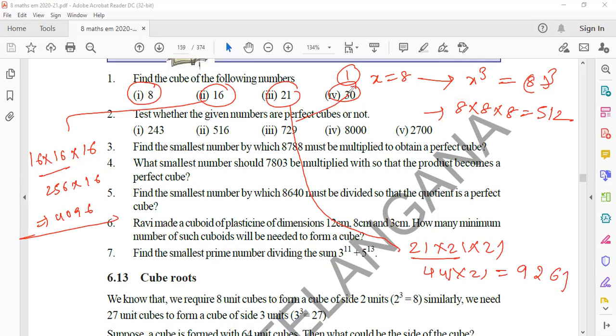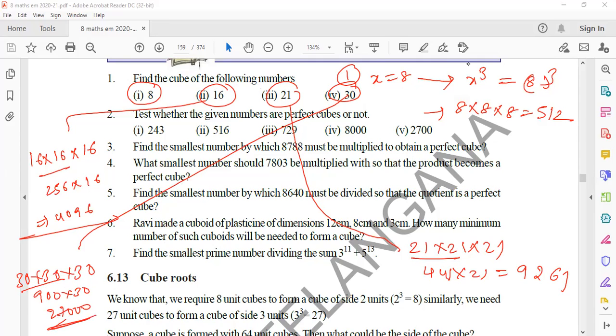The last question is 30. So 30 into 30 into 30. It's a very simple question. 30 into 30 is 900. 900 into 30 is 27,000. This is the cube of the following numbers. The number you multiply three times, automatically you'll get the answer.